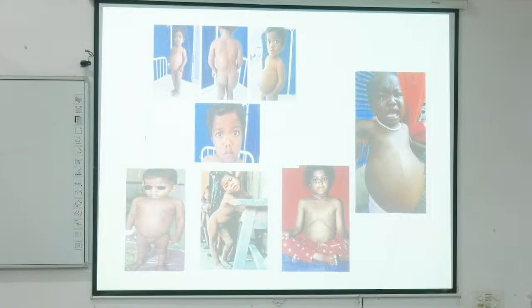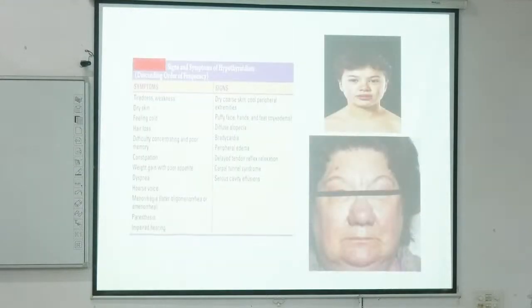So next, in contrast, adult hypothyroidism is a little bit tricky. It's not that easy to diagnose, and most of the cases are diagnosed casually on biochemical investigations, just like sugar, urea, creatinine, cholesterol, triglyceride. Because of the number of symptoms: tiredness, weakness, dry skin, feeling cold, hair loss, difficulty concentrating, poor memory, constipation, weight gain, dyspnea, hoarseness. None of the symptoms is specific for hypothyroid.